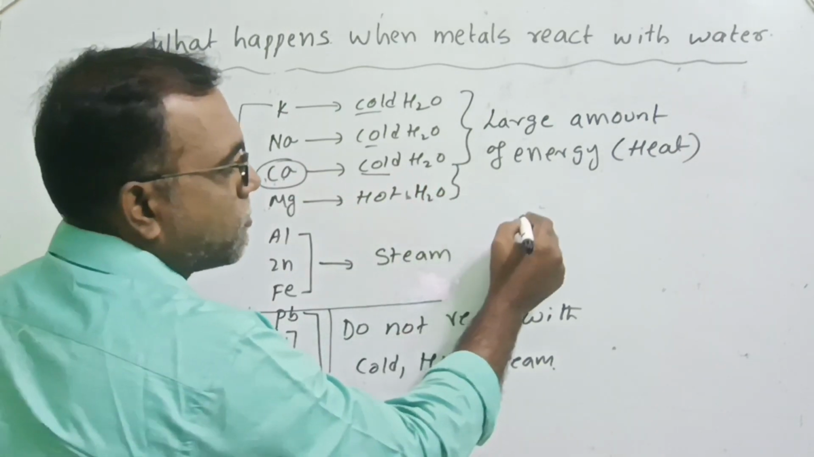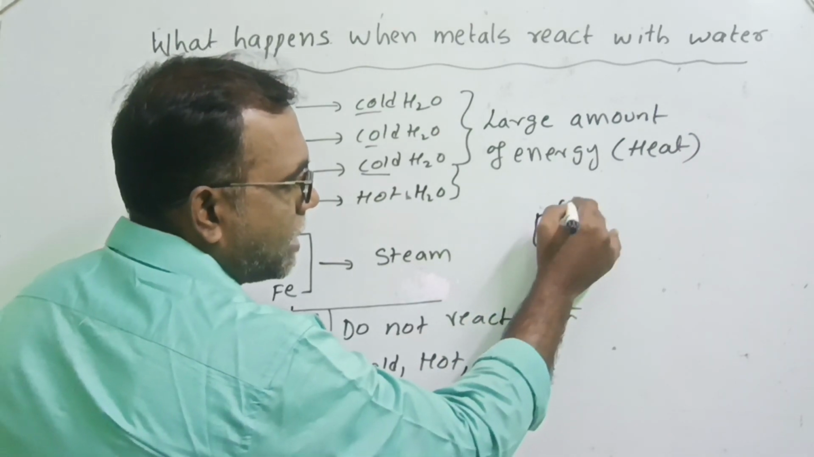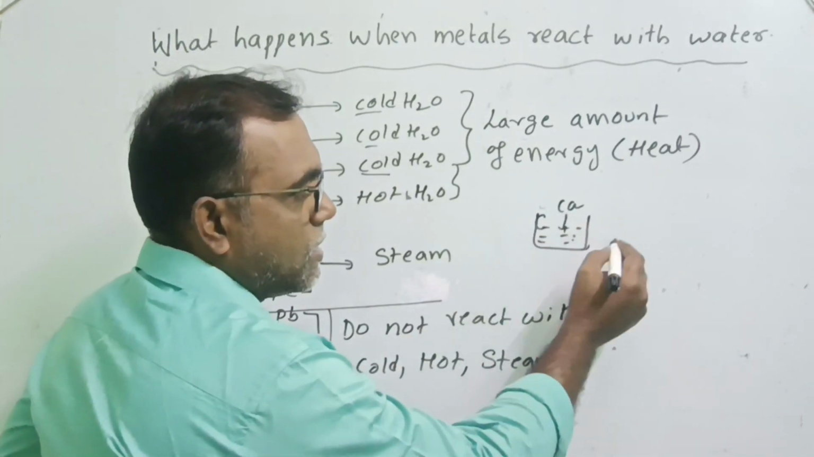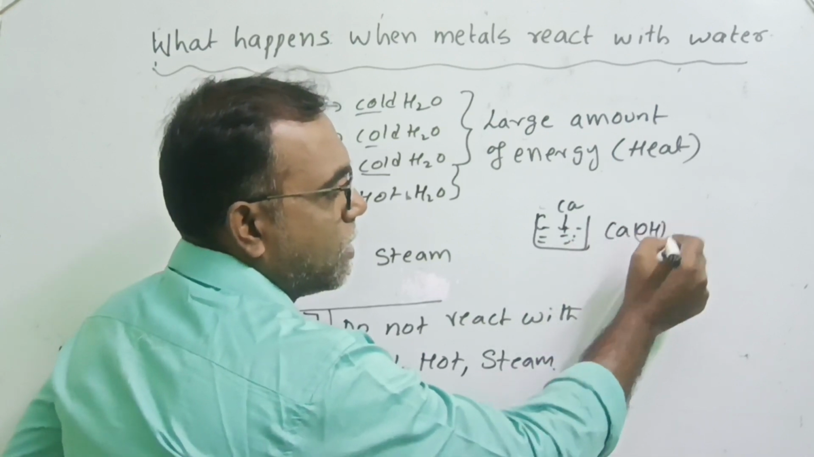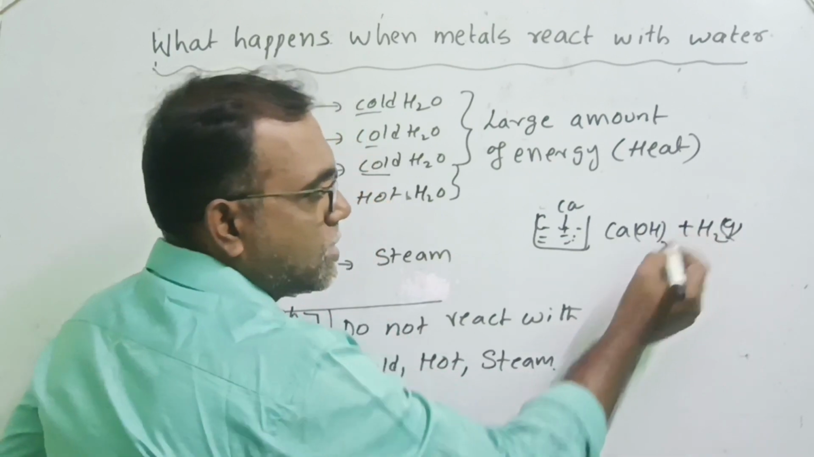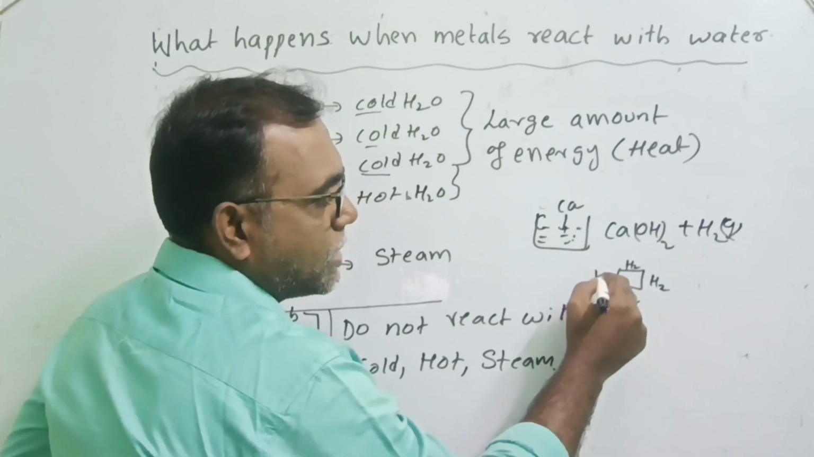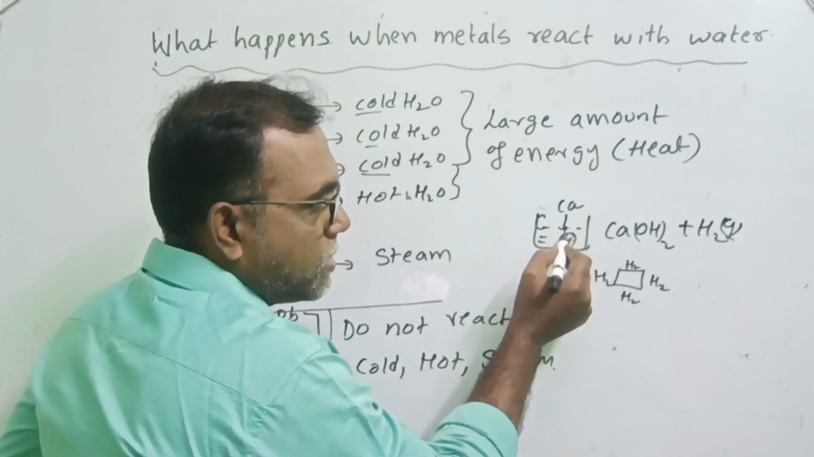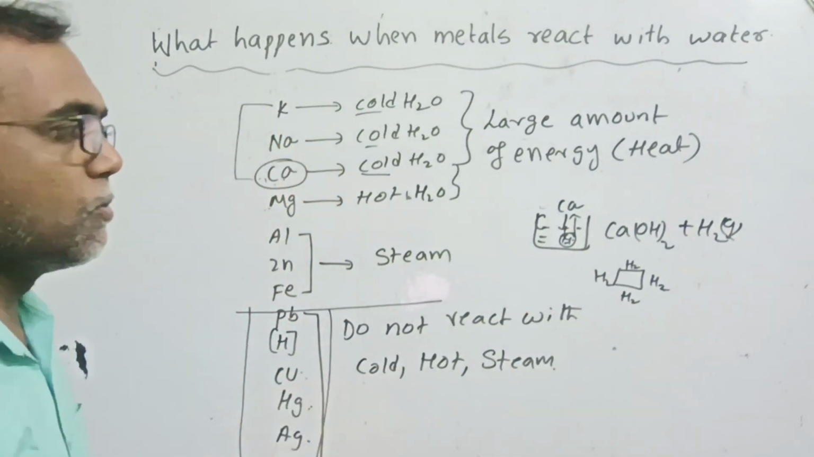How does it float on the surface of water? In a beaker, just take water and add calcium metal. This experiment I have already added, you can watch. When you add this calcium metal, calcium reacts with water, forms calcium hydroxide and releases a large amount of hydrogen gas. Okay, so this gas attaches to the surface of the calcium metal. Because of the formation of hydrogen bubbles, the calcium metal floats on the surface of the water.